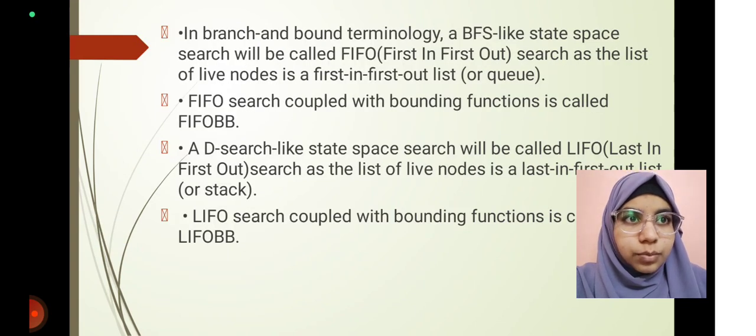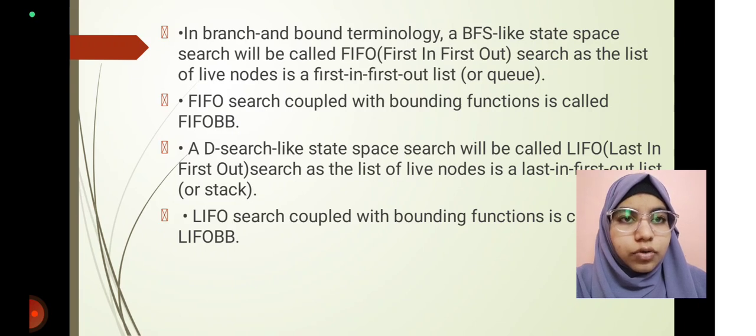In branch and bound terminology, a BFS-like state space search will be called FIFO, first in first out search, as the list of live nodes is a first in first out list, or queue. FIFO search coupled with bounding functions is called FIFO branch and bound. A DFS-like state space search will be called LIFO, last in first out search, as the list of live nodes is a last in first out list, or stack. LIFO search coupled with bounding functions is called LIFO branch and bound.